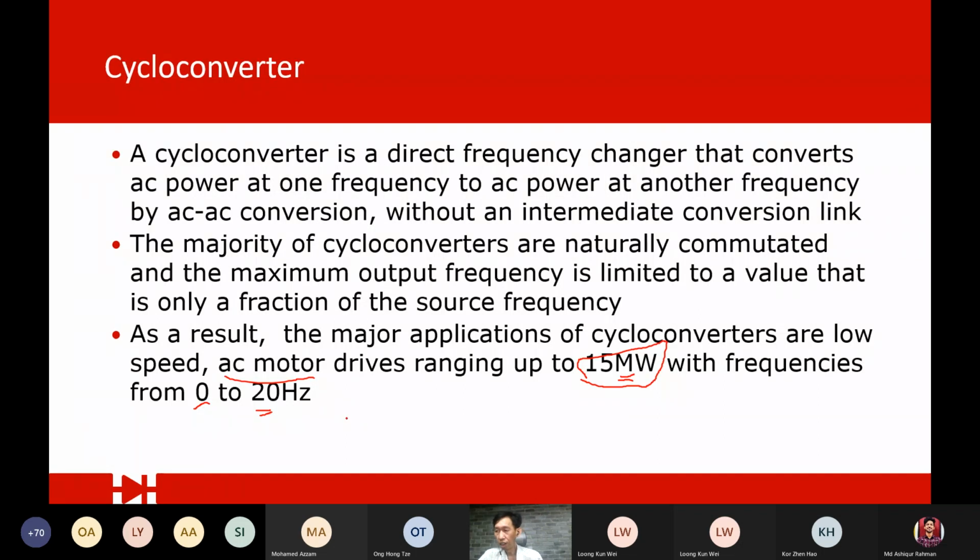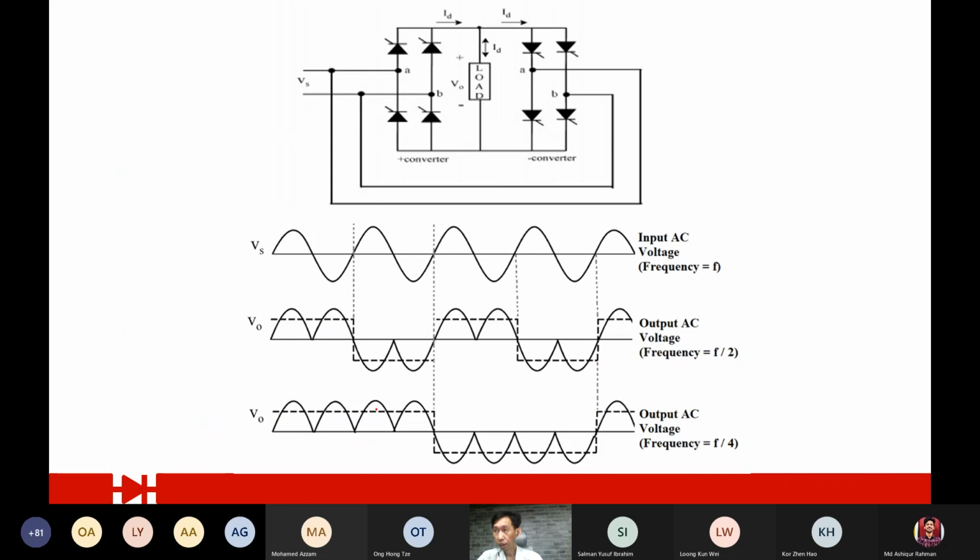But of course, if you have any application that requires you to increase the frequency, then you need to use the AC drive, which is made up of the DC to AC converter, which I showed you in the previous chapters. Like I said, our modern EV, electric vehicles, don't use cycloconverters. Instead, they use the AC drive, the DC to AC converter, which can control, increase and decrease the frequencies. All right. So how does this cycloconverter work?